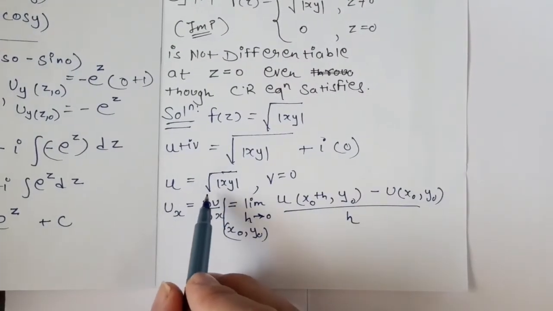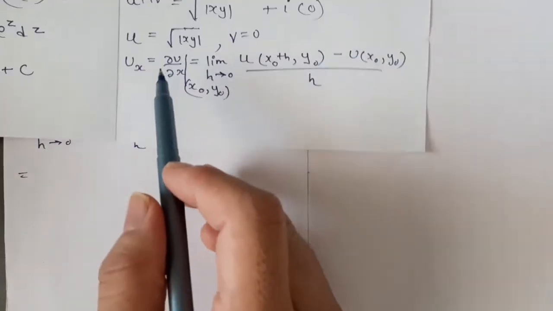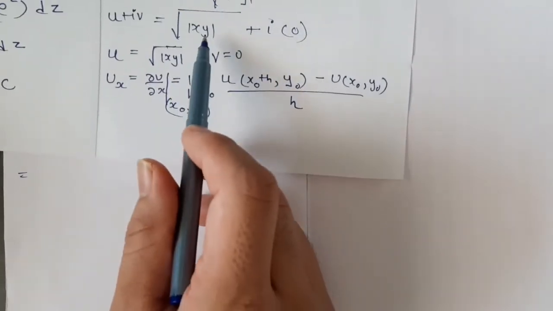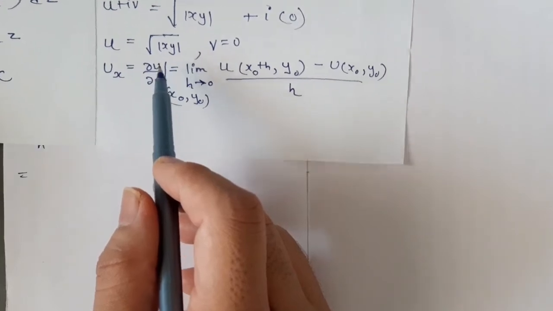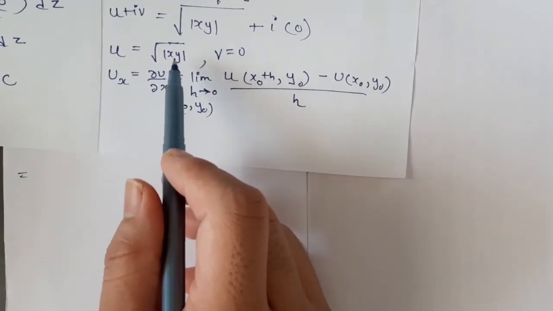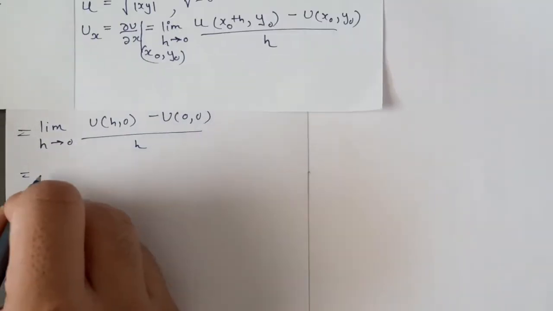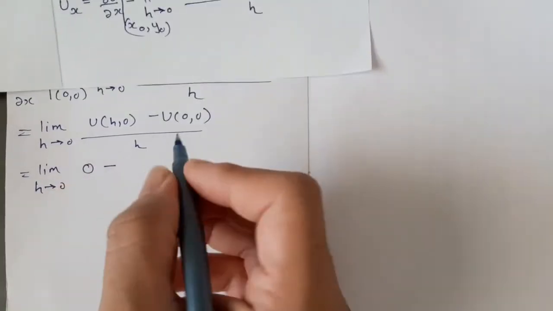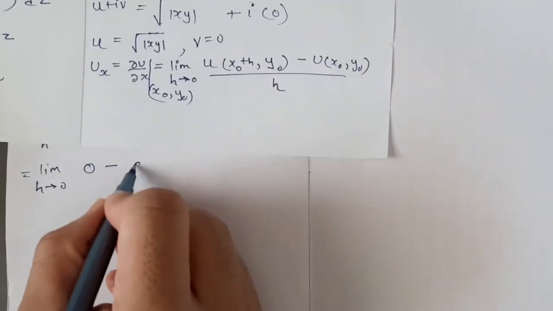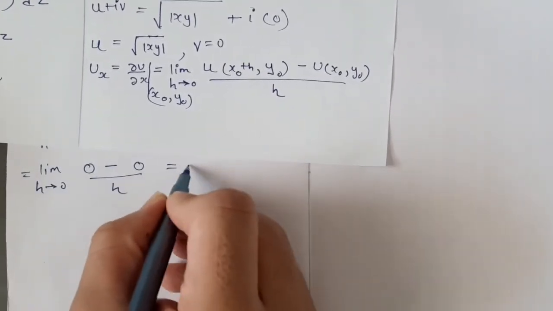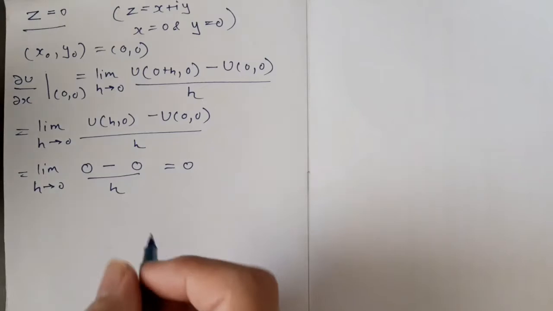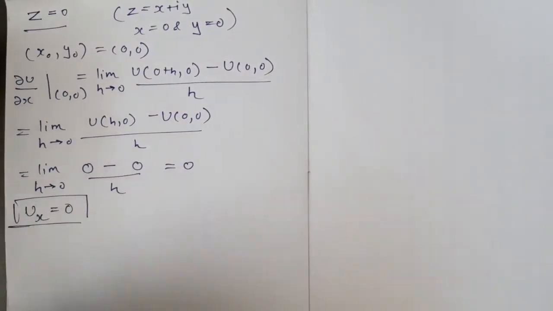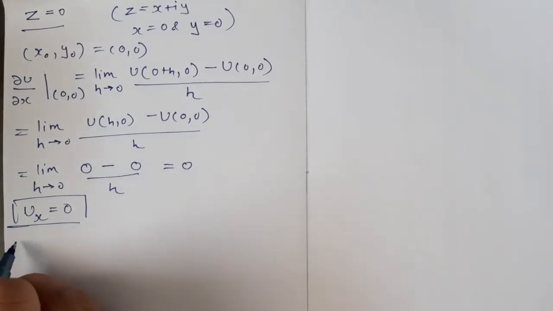So here we have u is equals to under root of mod xy. So we have to put h in the place of x and 0 in the place of y. So if we put h in the place of x and 0 in the place of y, we get u equals to 0. So here limit h tends to 0, it is 0 minus u of 0 0, which will be 0 only, divided by h, so it is equals to 0. So we had obtained our first relation, that is ux equals to 0. Okay, so now we will find uy.